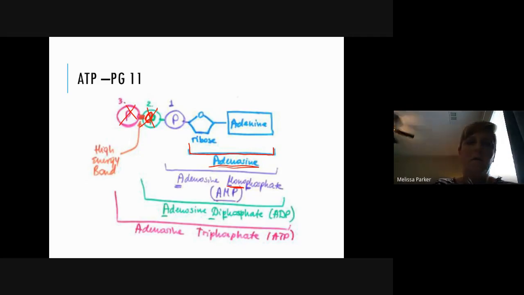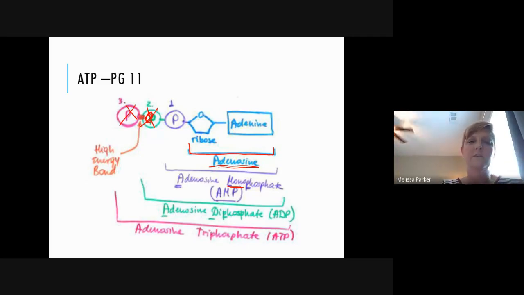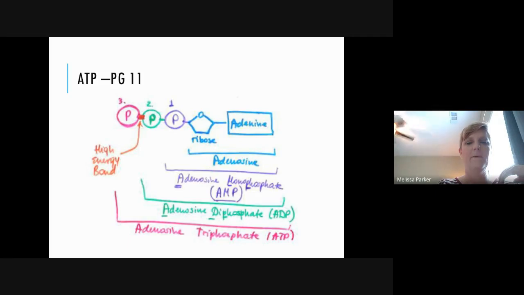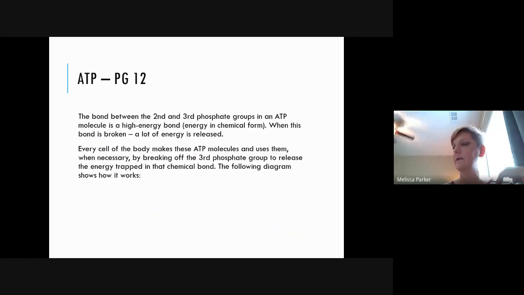Okay, so adenosine monophosphate, there's now one phosphate, and mono means one, okay? With the green, now we have two phosphates. So then that's adenosine diphosphate. Then if we add three, we have adenosine triphosphate. So there's three phosphates that are included. All right, any questions on this one so far? Okay, so let's move on to the next slide.